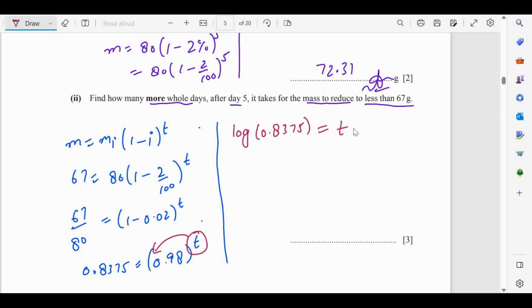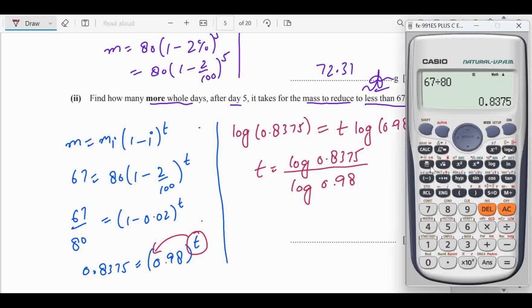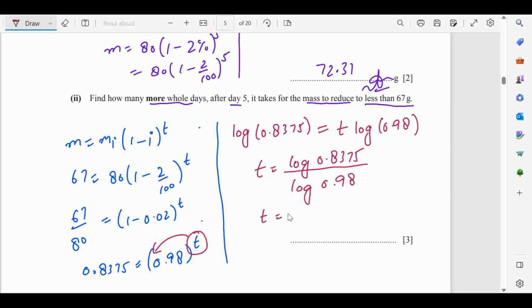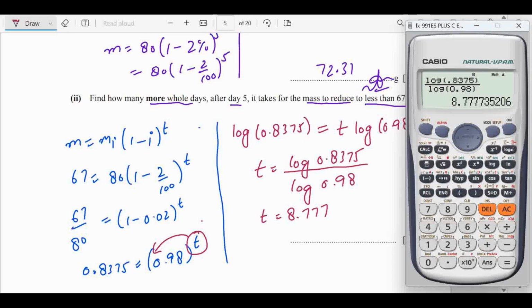So this will be equal to t log of 0.98, and from here t will be equal to log of 0.8375 whole divided by log of 0.98. Now if we simplify it, as we can see the base is 10, we can directly use the log. Log of 0.8375 divided by log of 0.98 will be equal to 8.77. So t will be equal to 8.77.